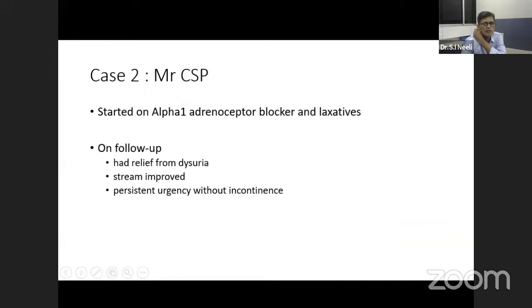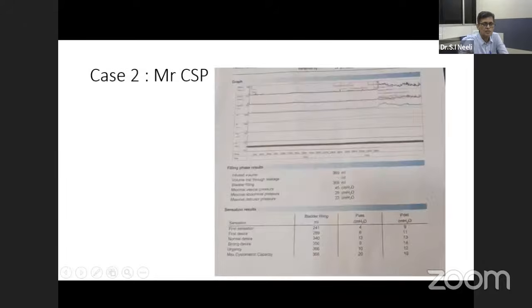So he was started on alpha blockers along with laxatives. On follow-up, he had relief of dysuria, stream improved, but he had persistent urgency without incontinence. The incontinence which was there initially was relieved, but he had persistent urgency. He was subjected to a urodynamic examination, which showed a normal stable filling phase without any detrusor overactivity.